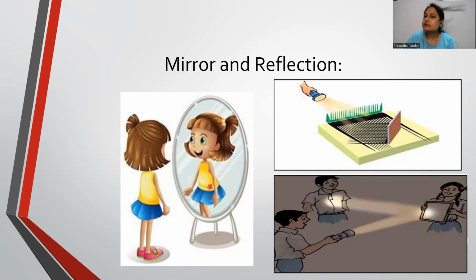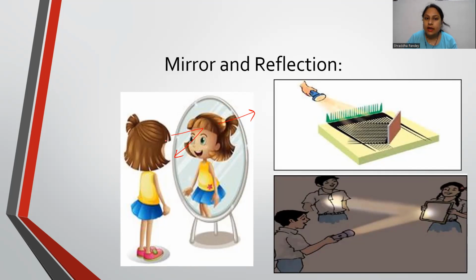Here the light is coming, and that light is reflected back. Why is it reflected back? Why is it not transparent? Why is it not transmitted? It is not transmitted because the backside of the mirror is painted with some opaque substance. So light falls on the mirror and is reflected back in another direction.